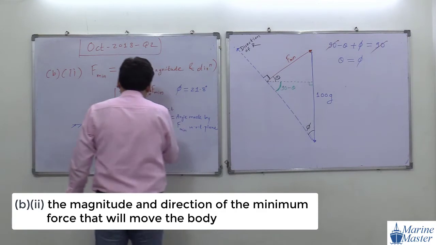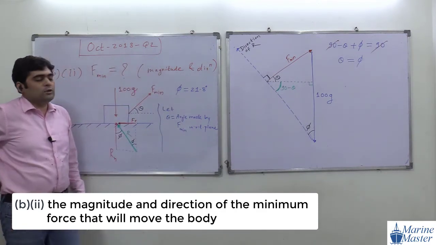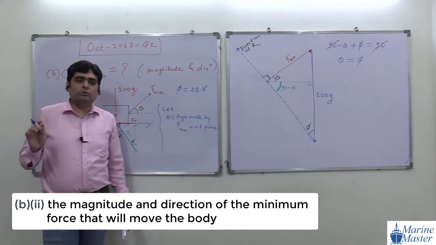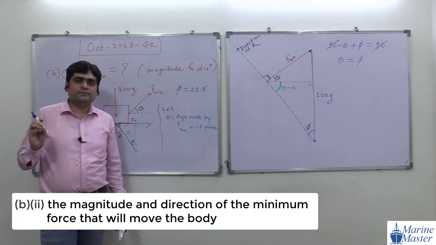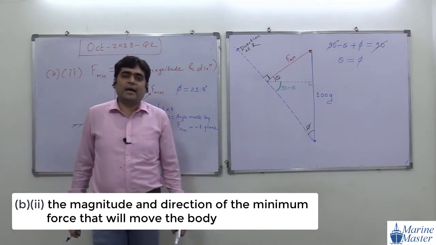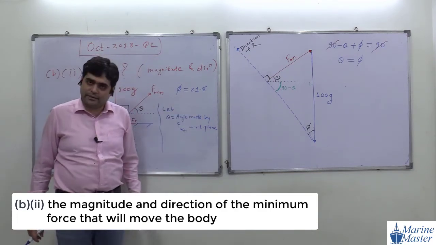What is the minimum force making angle with the plane? We assumed it is theta. But how much is theta equal to, guys? Theta will be equal to phi. And what is the meaning of phi, guys? Phi means angle of friction, and in this scenario it is 21.8.